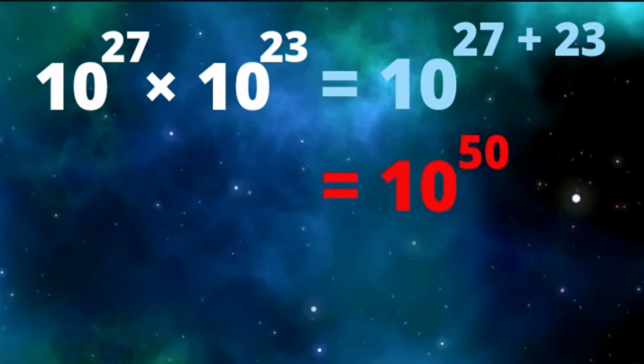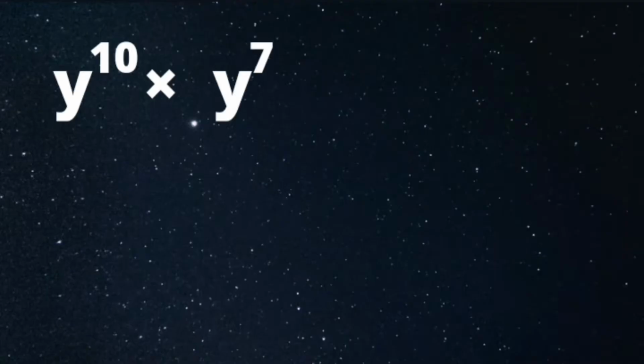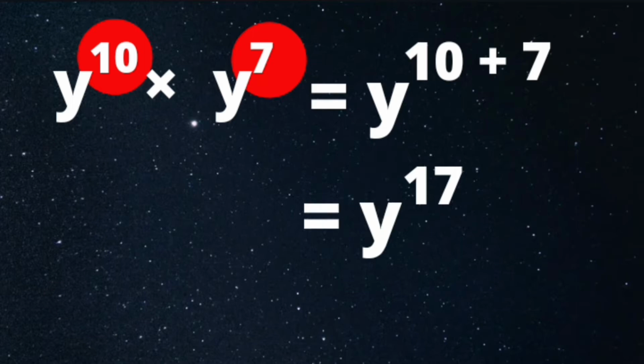Now, if I ask you to multiply y raised to power 10 times y raised to power 7, can you do this? Of course. We have a common base to 10 and 7. So we'll pick one of the base, which is y, and then add the powers. So we'll have y raised to power 10 plus 7, and 10 plus 7 is 17. So the required answer is y raised to power 17.